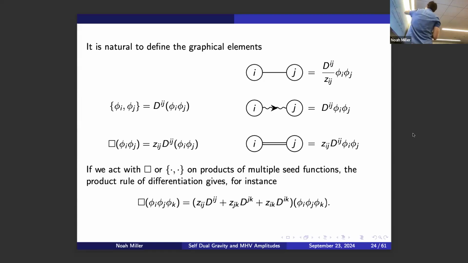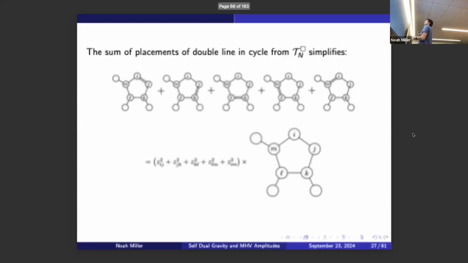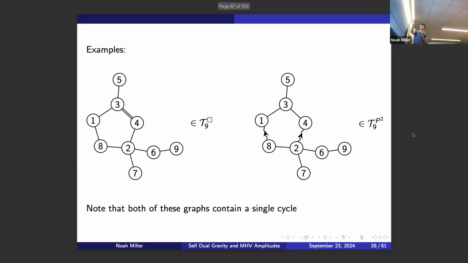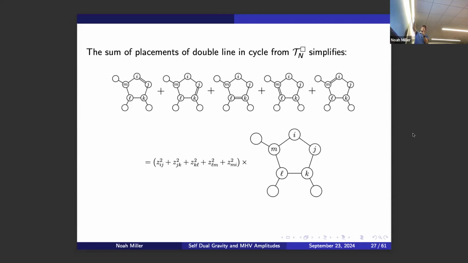So to convert a double line to a single line, you just have to multiply by zij squared. And likewise, if you want to convert a squiggly line into a straight line, you just have to multiply by a single zij. Right, so here if we group our graphs such that there's a cycle, then here's a double line, and the double line can be anywhere in the cycle, right? We just multiply by the sum of squares of all of the zij's in the cycle, and that's the sum with the boxes. So we sum over all groups like this.